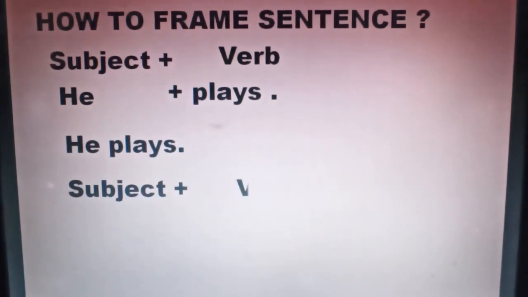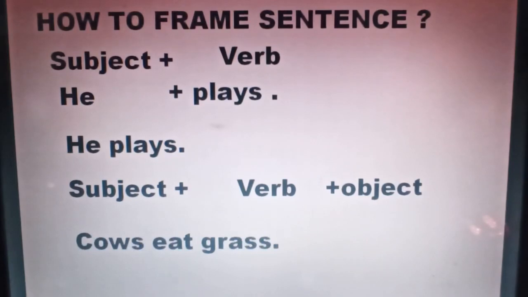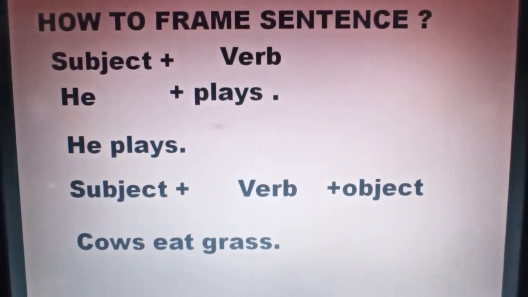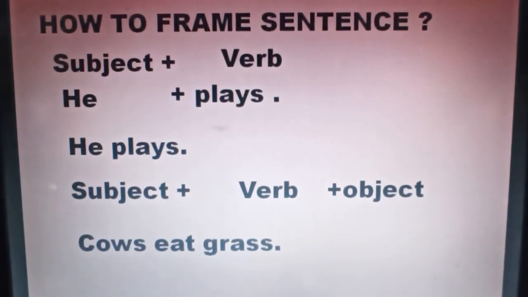Subject plus verb plus object makes a sentence. Cows eat grass. So again this is a sentence. So I hope you came to know how sentences are framed, कि sentence कैसे बनाए जाते हैं.